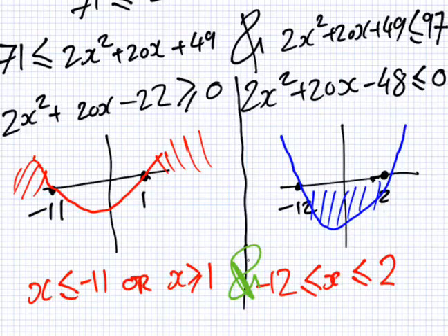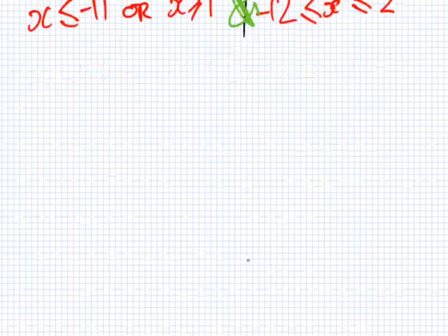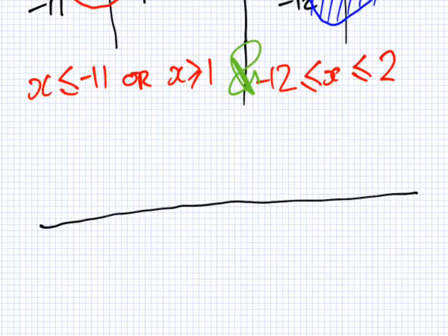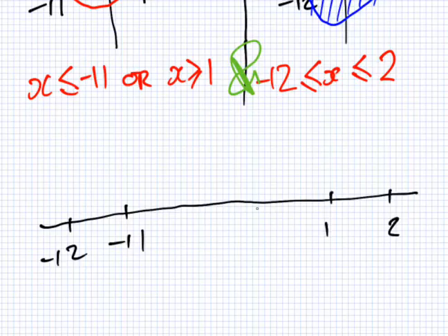Number line will help me. There's minus 9 over 2. There's minus 7 over 3. Bigger than minus 7 over 3. Smaller than minus 9 over 2. So I should have had minus infinity to minus 9 over 2. Or minus 7 over 3 to infinity. Okay, that's better.